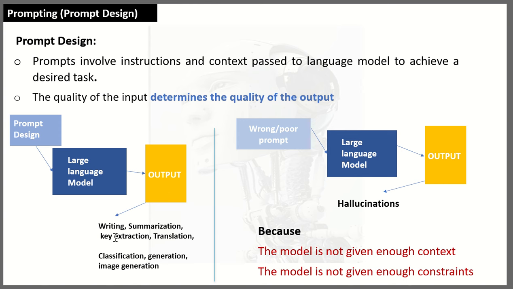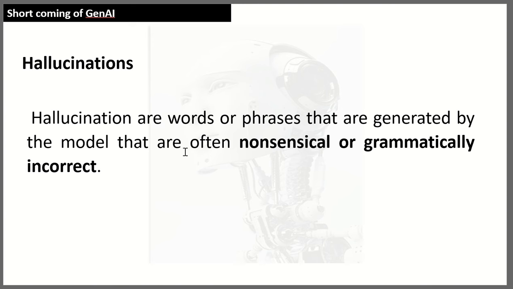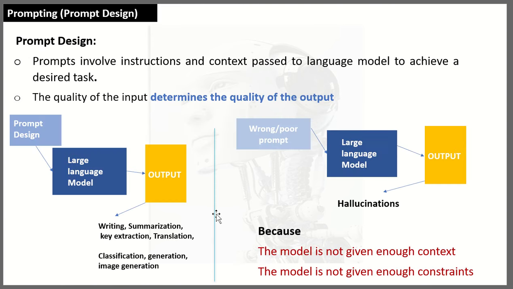It could be writing, it could generate a whole new text for you, it could summarize something, it could extract some important information, it could also translate and do certain classification and generation or image generation for you. Okay, so wrong prompt: when you prompt wrongly, you're going to get something that is nonsensical, that is not correct. Remember hallucination, often nonsensical and grammatically incorrect.